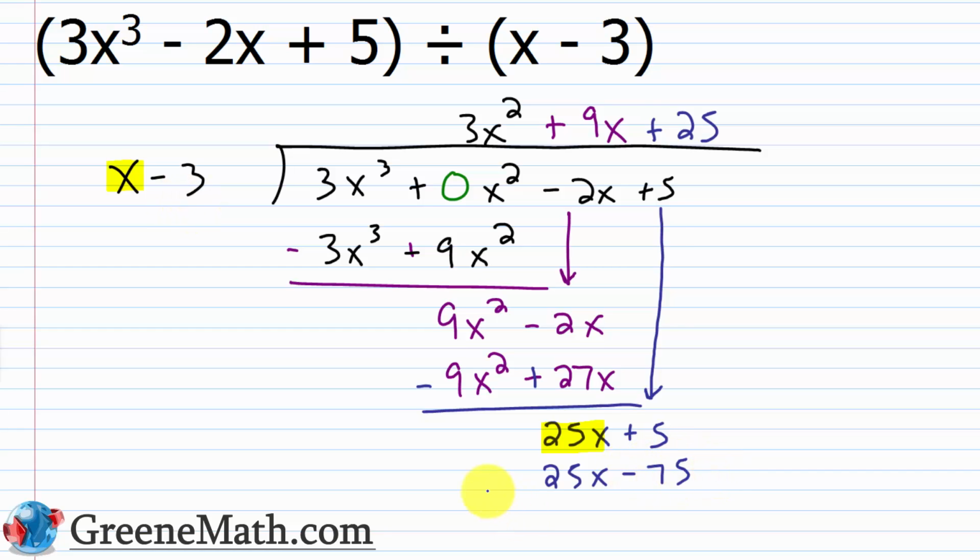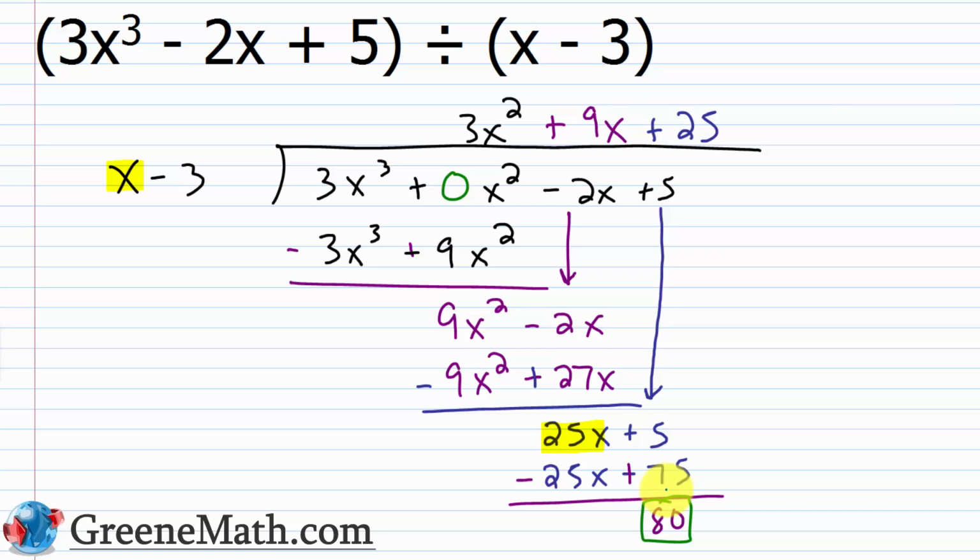Then again, we want to subtract. So this becomes minus, this becomes plus, and we can combine our like terms. 25x minus 25x is 0. 5 plus 75 is 80. Nothing else to bring down here, so what we end up with is our remainder. This 80 here is the remainder. So very simple process overall, not much different when you end up with a missing term.